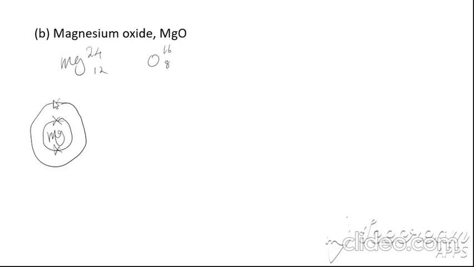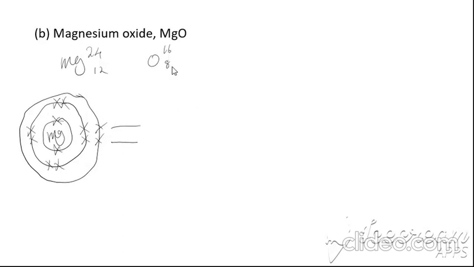Second shell should have how many? 8 electrons. So together with this one is 10. So 8 plus 2, 10. Subtract 10 from 12, we're going to remain with 2 electrons in the outermost shell. And this is a metal. So here, according to octet rule, it should have 8 electrons. But this magnesium is having how many electrons? 2 in the outermost shell. So magnesium should lose 2 electrons for it to become what? Stable. So it will lose these 2 electrons.